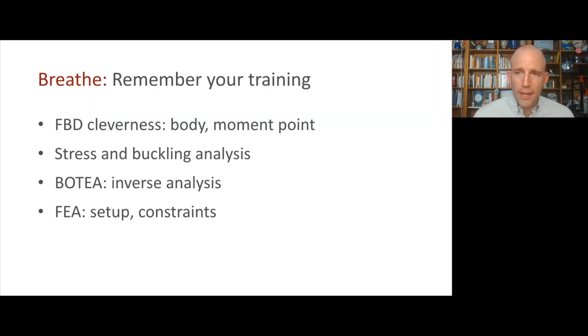At this point, you know the ways of the free body diagram. You know to be clever about how you define the body and the moment balance point so that you can most effectively get at the answer to the question that you have. You know how to perform stress and buckling analyses and invert these to identify the value of a key parameter. And you know how to perform finite element analysis, how to set it up appropriately with constraints that best match the real system with varying degrees of accuracy and complexity as you move through the process, starting with just sketches and ending with perhaps assembly analyses that capture things quite well.